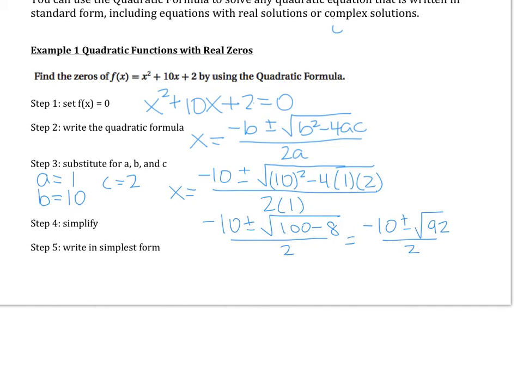And then we need to write that in simplest form. The square root of 92 is the square root of 4 times 92, or 4 times 23, which would be 2 root 23. And you can leave it like that, but the book will split it into the most simplest form, which is dividing by 2.